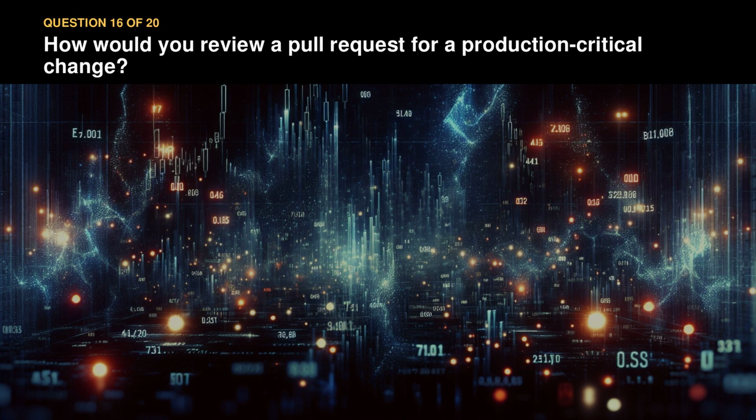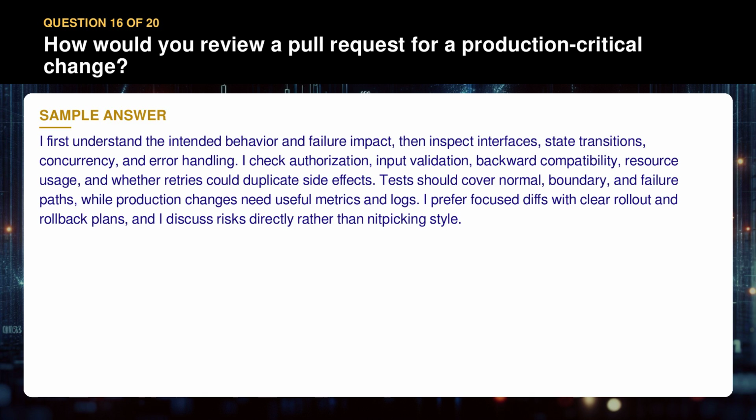Question 16. How would you review a pull request for a production-critical change? I first understand the intended behavior and failure impact, then inspect interfaces, state transitions, concurrency, and error handling. I check authorization, input validation, backward compatibility, resource usage, and whether retries could duplicate side effects.